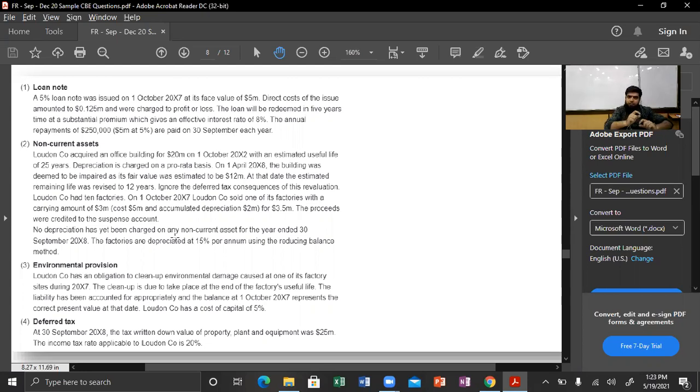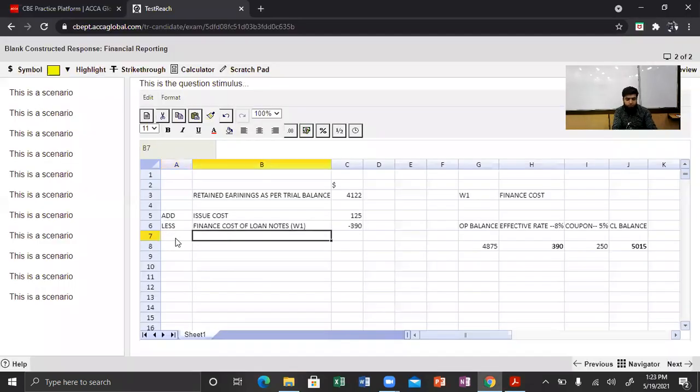So we are going to work out both the adjustments in a separate way. We're not going to mix both the adjustments, otherwise it would be too complicated. So let's do the office building first, work out each and everything for this, and then we'll work out the adjustment for the factories.